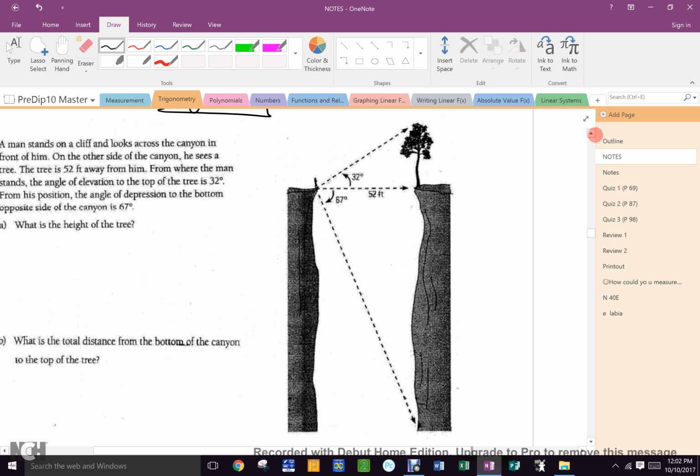Again, I am looking for your work. Height of the tree, 52 tan 32, right? Total distance from the bottom of the canyon to the top of the tree. Well, that would be 52 tan 67, plus what? 52 tan 32. And I believe this answer is somewhere in the neighborhood of 2732. Great. And this one is something like 122.